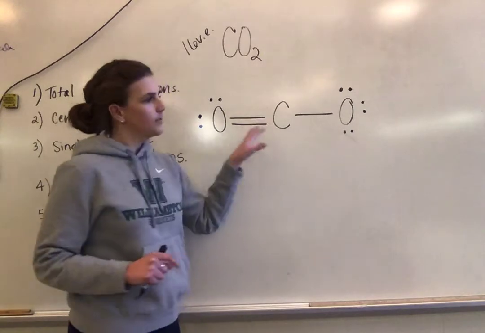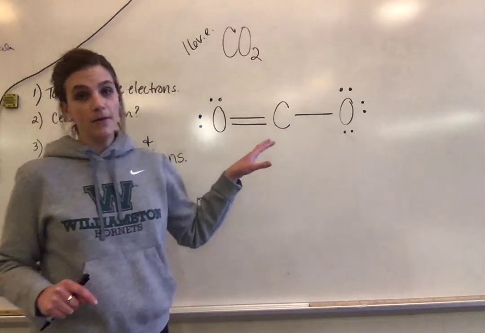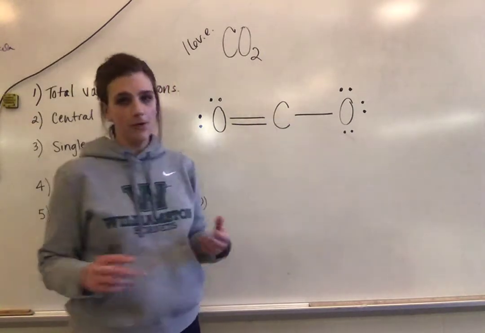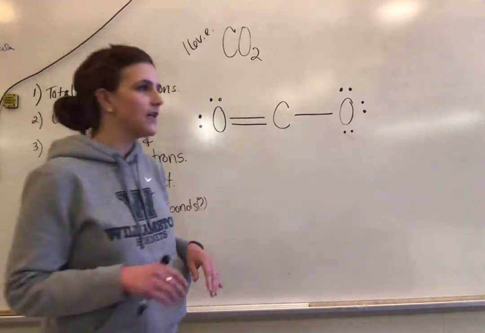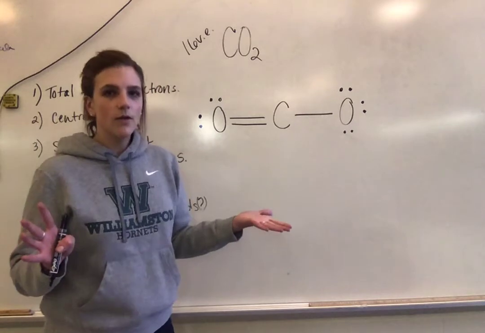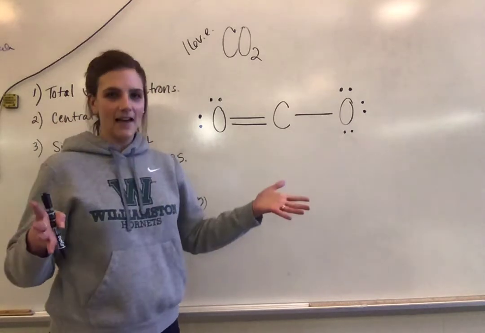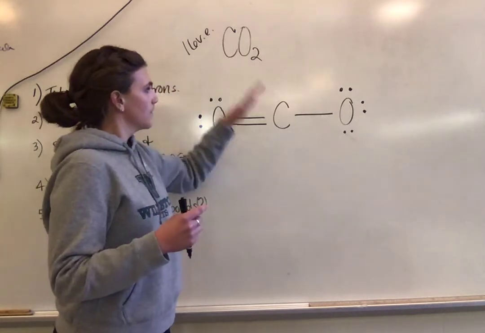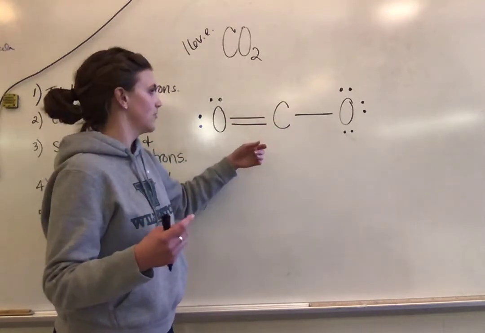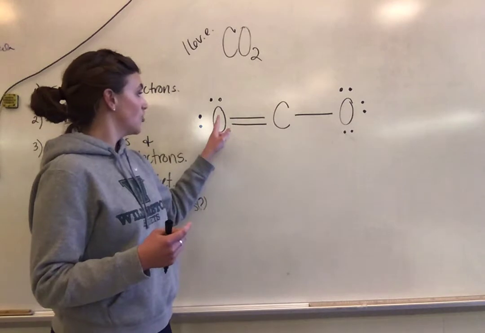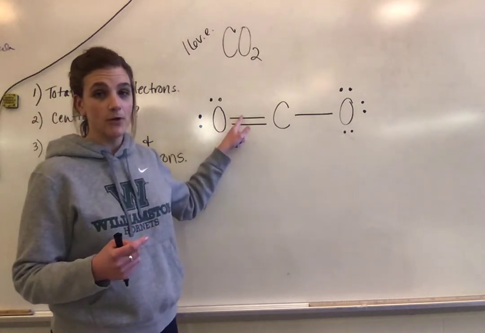Now, there are multiple ways that we can solve that problem of helping carbon get to a full octet, and this is what college chemistry is going to really push on you guys. We're just going to do it one way and leave it at that, all right? Carbon needs 2 more valence electrons. It could share with this oxygen again and form a triple bond.